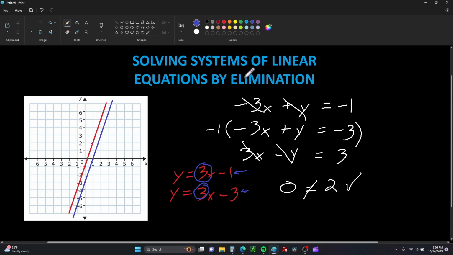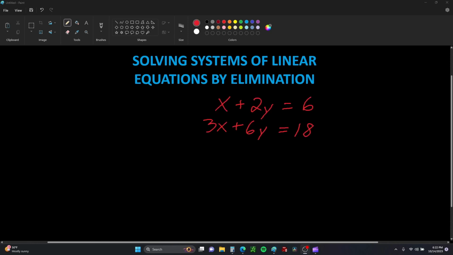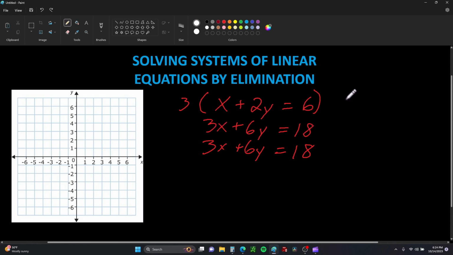So solving a system of linear equations is looking for the point where they touch each other. And there are no x's and y's where these two lines share the same point. By contrast with the last example, if I was to multiply this line by 3, I would get 3x plus 6y equals 18. And you notice they're the exact same line. So if I was to graph those, I'll change one of these into the y equals mx plus b form.